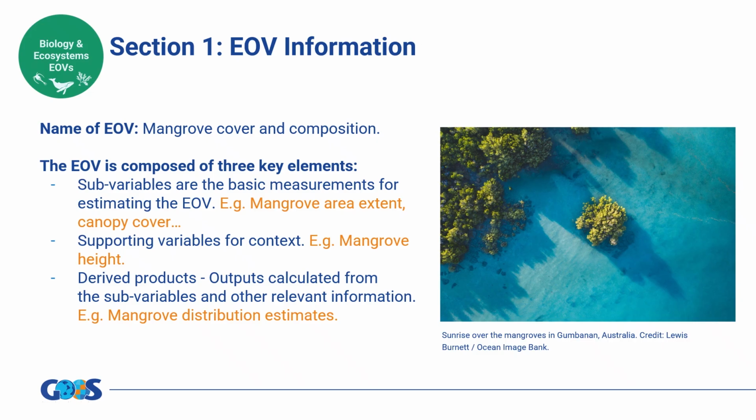Another type of measurements included in this table are supporting variables. These are important to provide context and to understand the factors that influence our EOV. For example, while mangrove height as a supporting variable does not directly measure the extent of the mangrove area, it provides valuable information about the health and the growth state of the ecosystem. Another key element of the EOV is the derived products. These are outputs obtained by applying mathematical, physical, or statistical models to the EOV subvariables and supporting variables. For example, mangrove distribution estimates, which can be derived using areal extent and fragmentation.